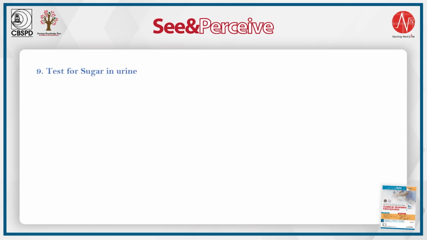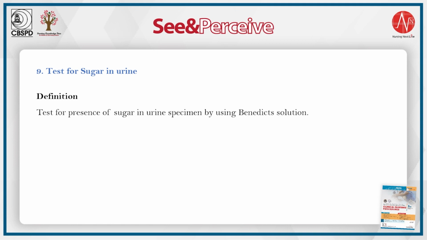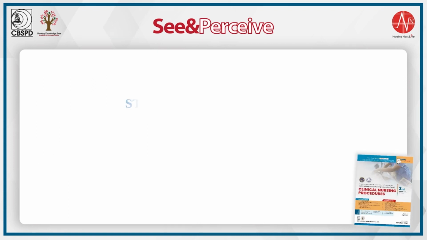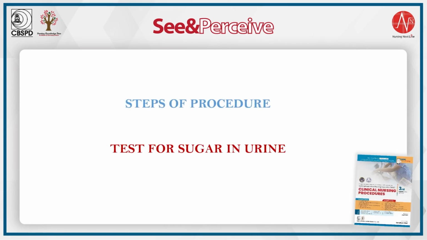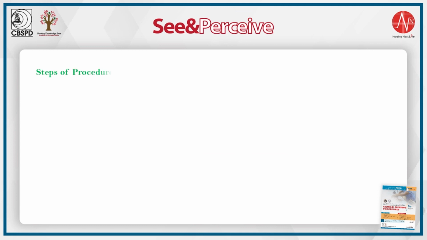Next, test for sugar in urine. The definition is: test for presence of sugar in urine specimen by using Benedict's solution. Purpose is to measure amount of glucose in urine. Steps of procedure: test for sugar in urine.